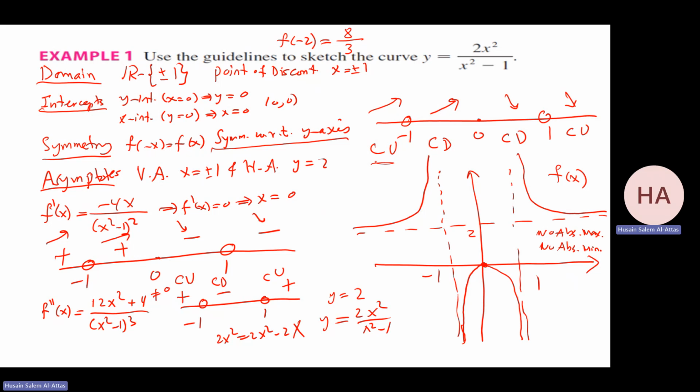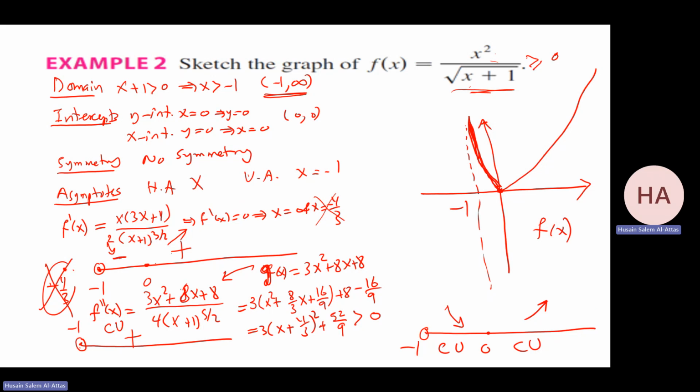And the range of the function is what? It's from minus infinity to 0, closed, union from 2, open, to infinity. The y values. Here, I have absolute minimum at x equals 0, and no absolute maximum. And the range is from 0 to infinity.